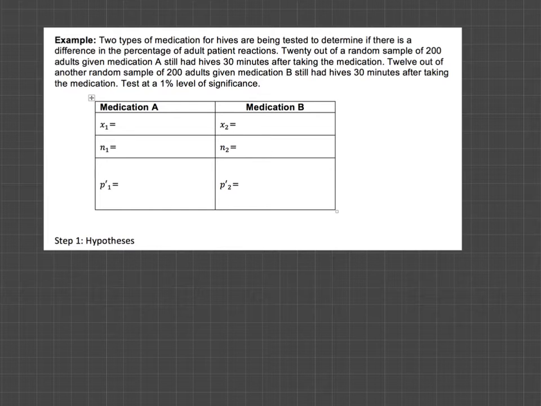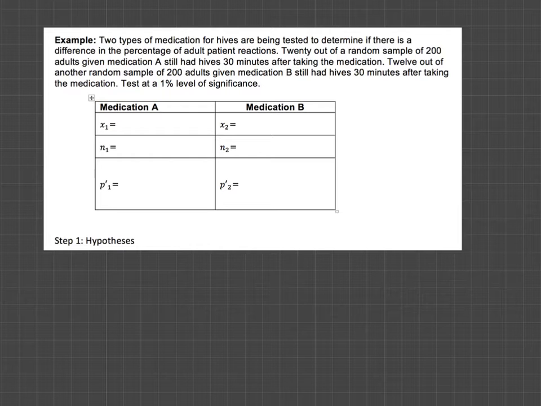Okay, now we have a practice example for population proportions and the difference between population proportions. So we have two populations, one coming from medication A, one coming from medication B for hives treatment. And we're looking at percentages that still have hives after taking the medication. So we want to first look at medication A, determine the sample size and also the number that counts the ones that still have hives 30 minutes later.